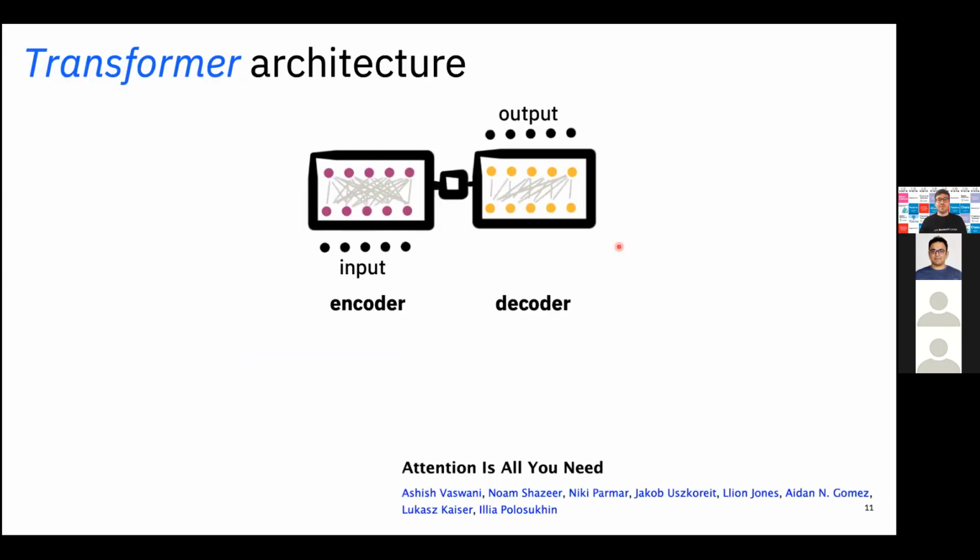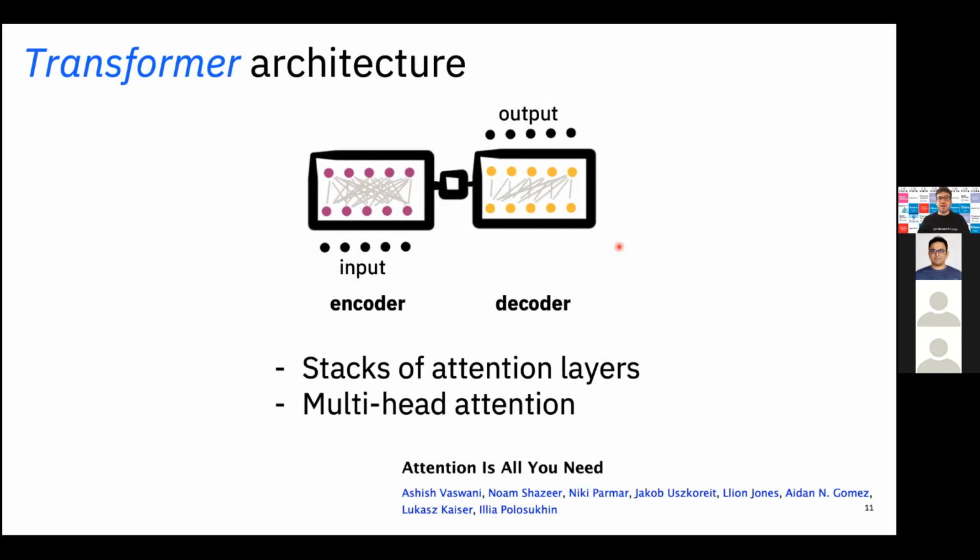In 2017, Vaswani et al. from Google introduced a new architecture for sequence-to-sequence models, the transformer architecture. What was special about this architecture is that encoder and decoder weren't made of recurrent neural networks, but consisted fully of stacks of attention layers. And they also introduced multi-head attention, which, for example, allowed the decoder to look at several important parts of the inputs simultaneously.